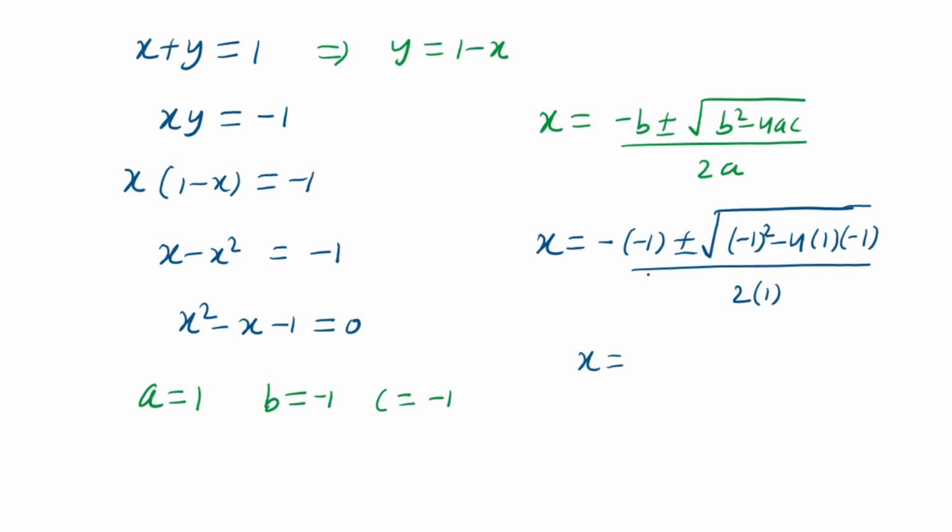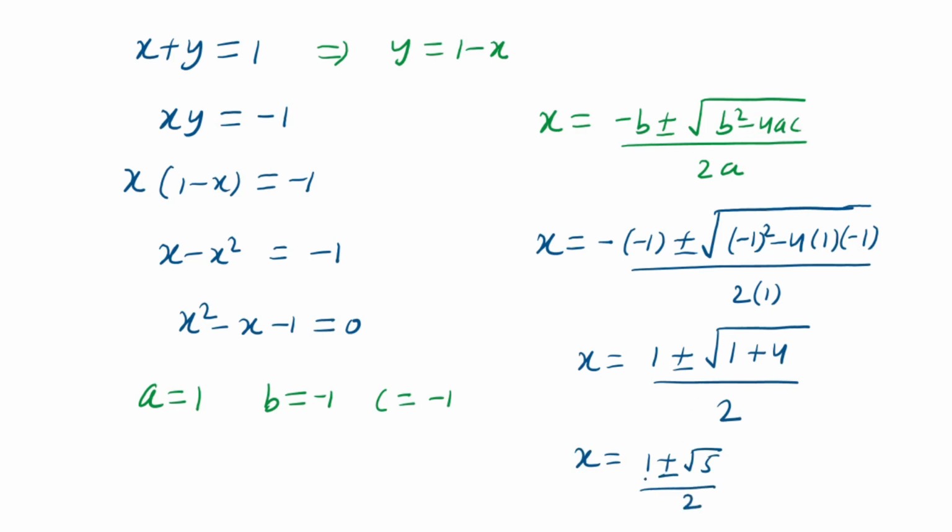Then x equals minus times this minus 1, so you will get plus 1, plus minus square root of minus 1 square, which is 1, minus 4 times minus 1, which is plus 4, divided by twice of 1, which is 2. Then x equals 1 plus minus square root of 5, divided by 2. Here we have two possible values of x. The first value of x equals 1 plus square root of 5 over 2, and the second value of x equals 1 minus square root of 5 over 2.